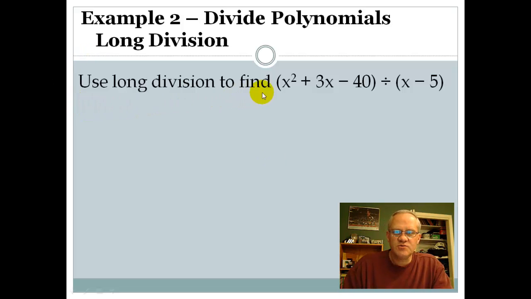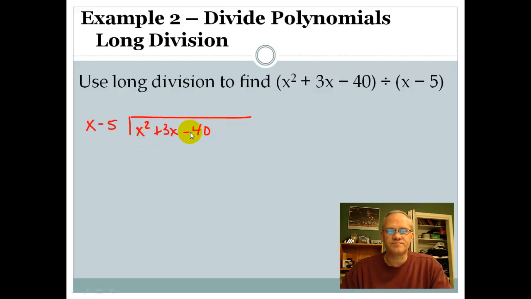All right, so here's what we're going to do. This is one way you might see this written. You've got a polynomial divided by another polynomial, and usually this would be something bigger divided by a binomial. So what we're going to do is take this x minus 5. This is going to go outside here. Remember how we did this in grade school? And then the x squared plus 3x minus 40 will go in here.